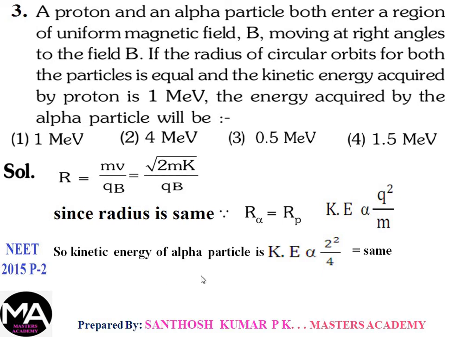Therefore kinetic energy of alpha particle is proportional to q square by m for the alpha particle. So q is 2, squared, and m is 4. Therefore 4 by 4, which is equal to 1, that is the same as that of the proton. Therefore kinetic energy of alpha particle is also 1 mega electron volt or 1 MeV. So the option is the first one, 1 MeV.